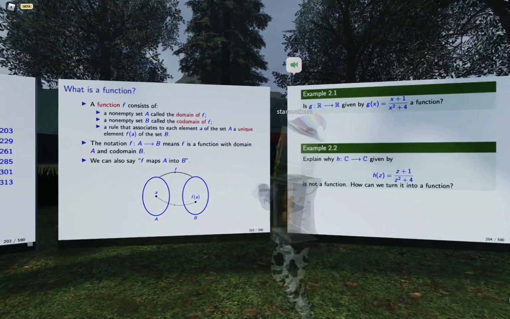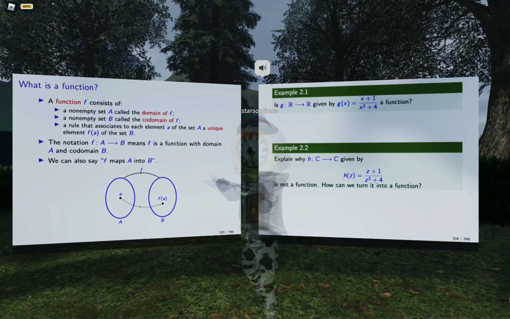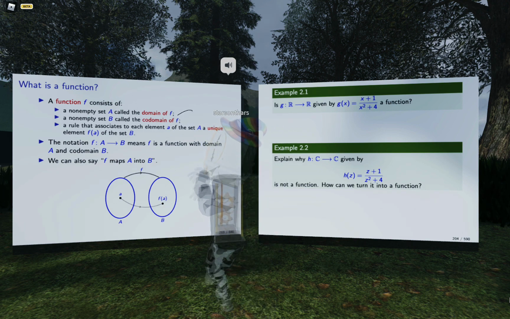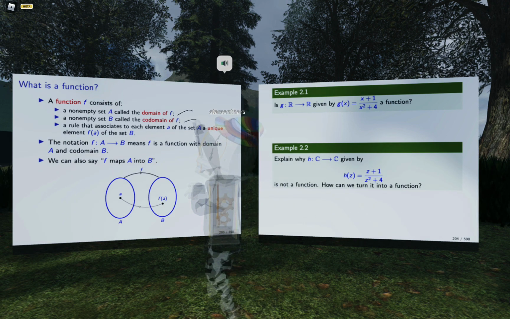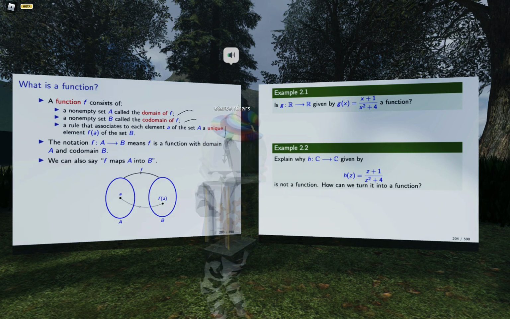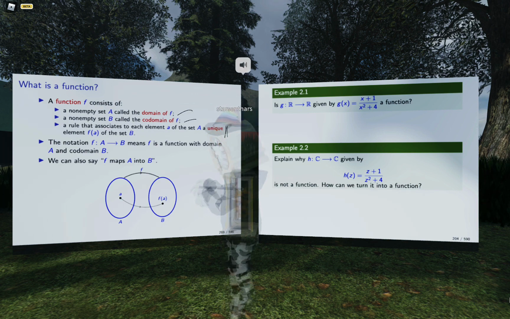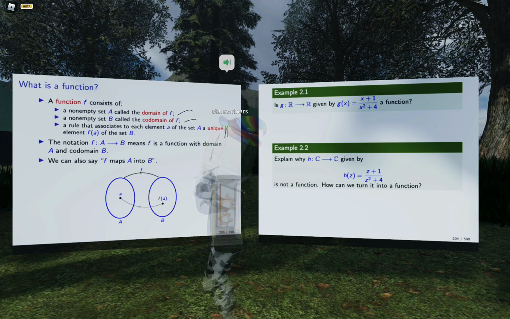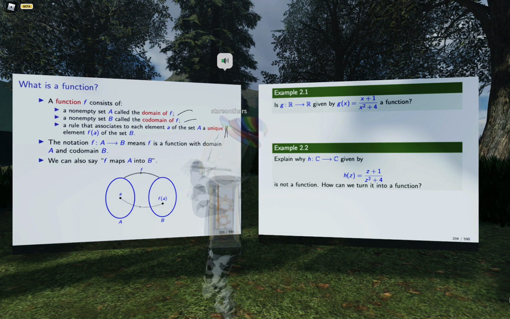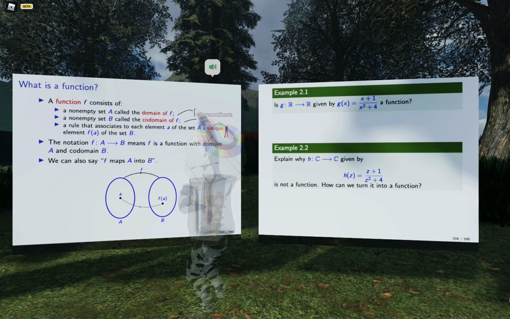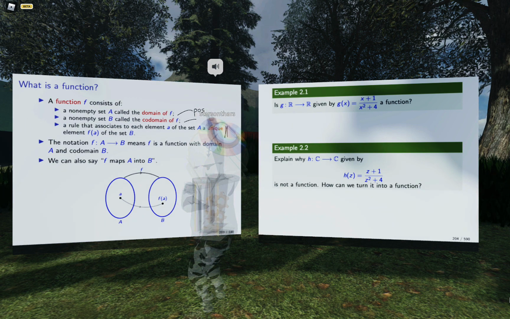So a function consists of three pieces of data. They are the domain of the function, the codomain of the function, and the actual information of the function. Now, I want to be clear about what each of these are. To start with, the domain of a function, you can think of that as the set of all possible inputs.